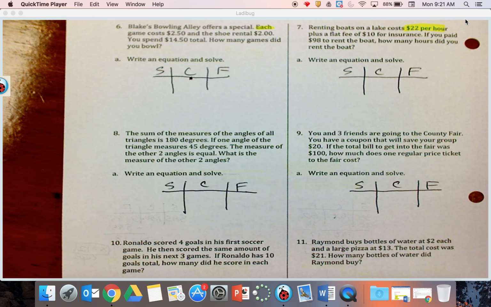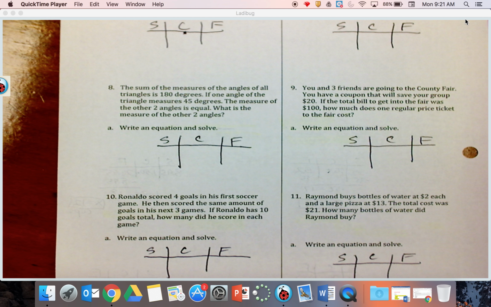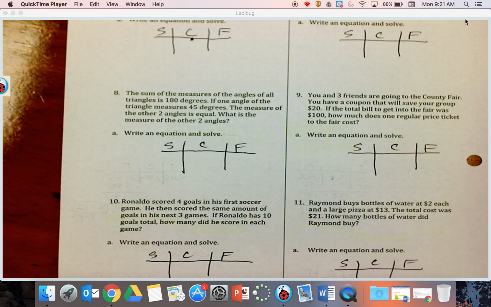Take your time and take a look at them, set up your equations and solve them, and then you can use Mr. O's paper to check to see how you did. All right? Thank you very much.